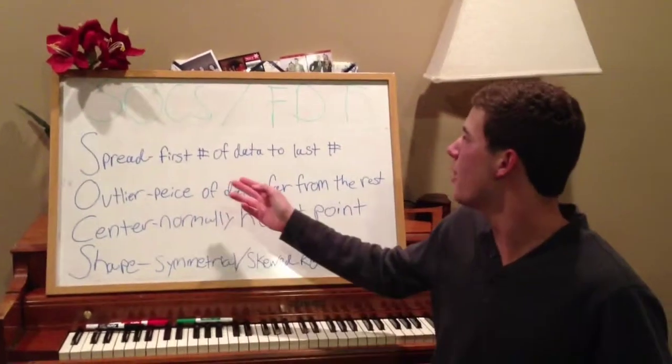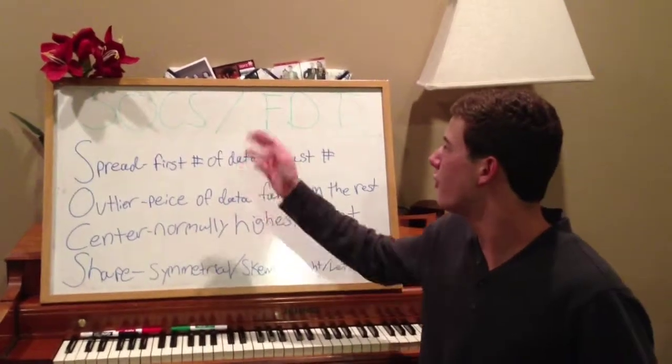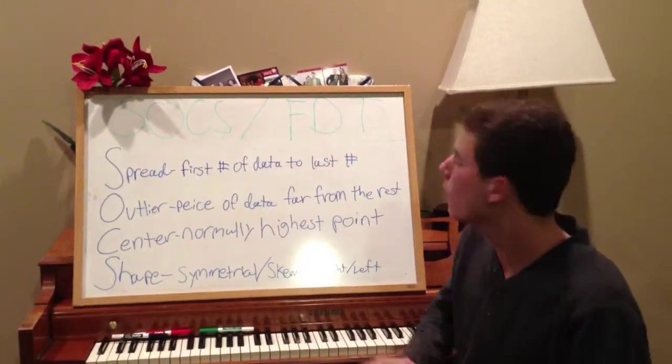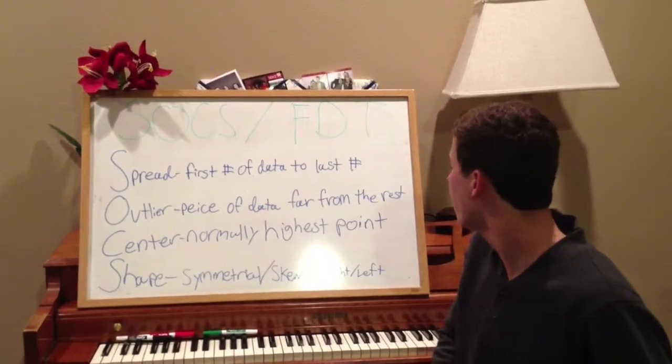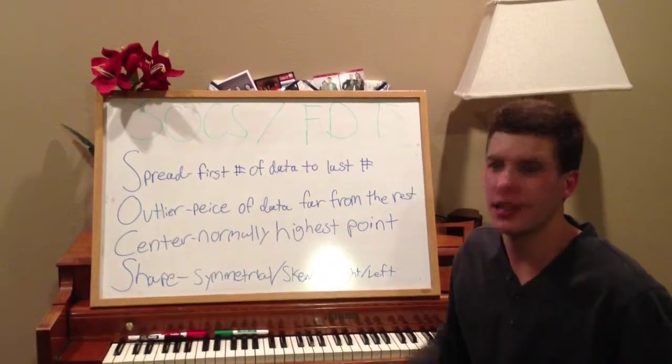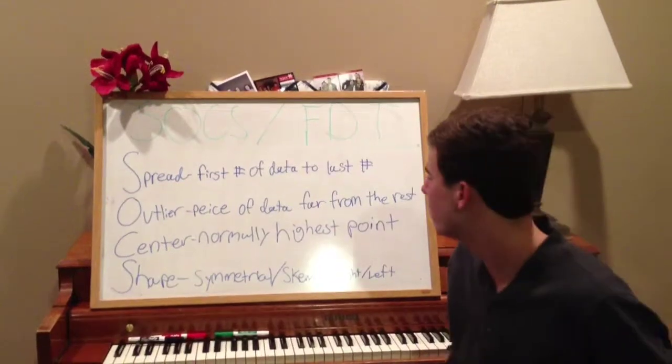The spread is the number of data, the first number of data to the last of a graph, and outlier is a piece of data far from the rest, so way out there. Center is just the center of the graph, normally the highest point.